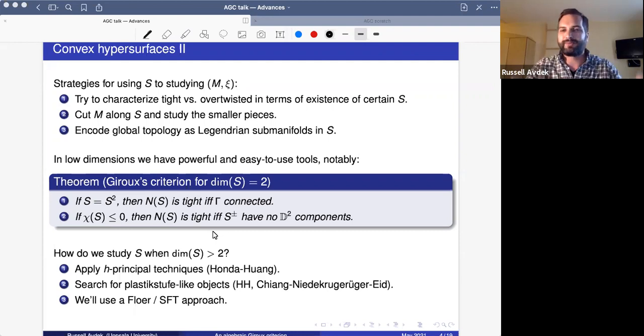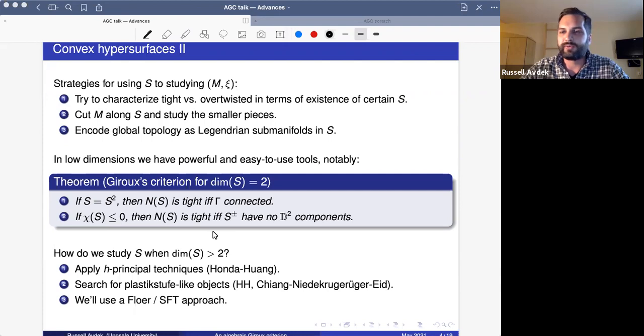In dimension 3, we have a lot of tools at our disposal. The most fundamental one is Giraud's criterion. It says that if a hypersurface in dimension 2 plus 1 is a sphere, then the neighborhood of it is tight if and only if the dividing set is connected. And if it's anything other than a sphere, then it's tight if and only if the positive and negative regions have no disk components. So this is excellent. We can go really far just with this easy to use tool.